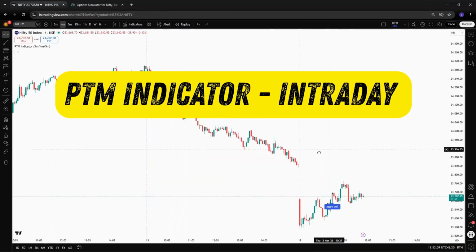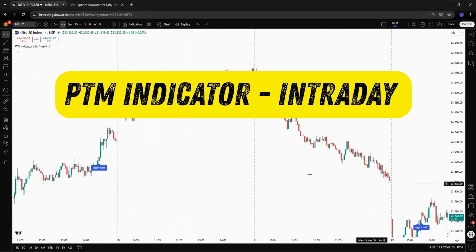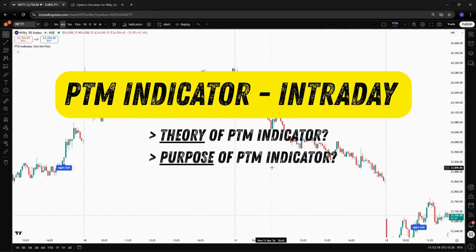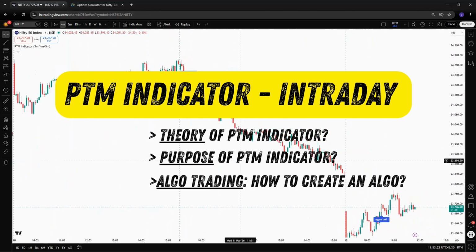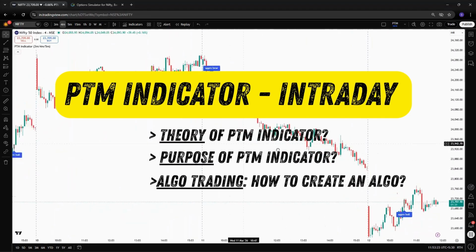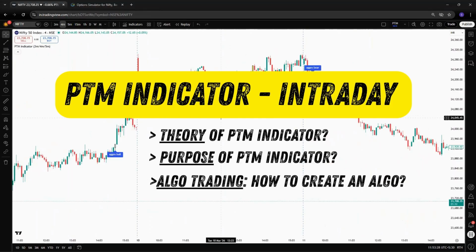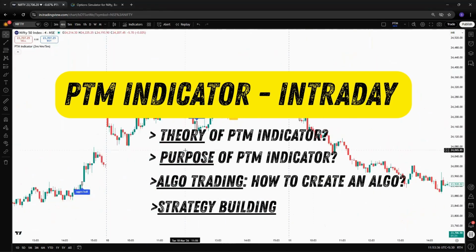In this guide, I'm going to talk about all the details you need to know about the PTM indicator: what its theory is, why I created this indicator, what it will do for us, and how to create an algo using this indicator. Yes, it is fully compatible with algos. How can we understand and create strategies using these signals we see on the screen? What are the signals? I'll tell you everything in detail.